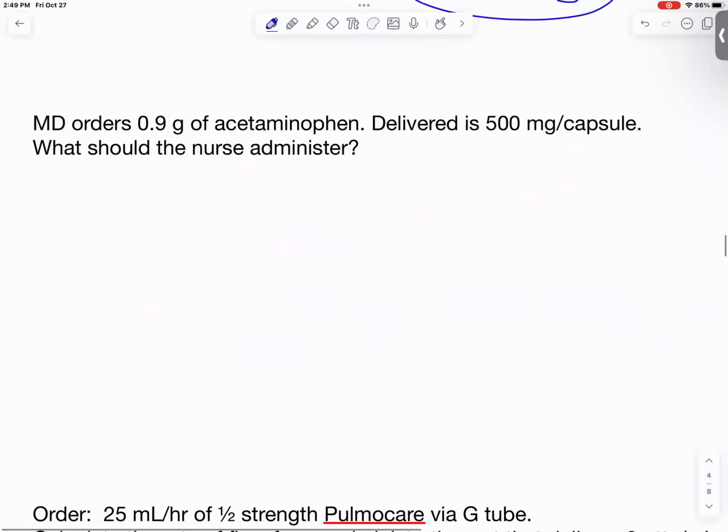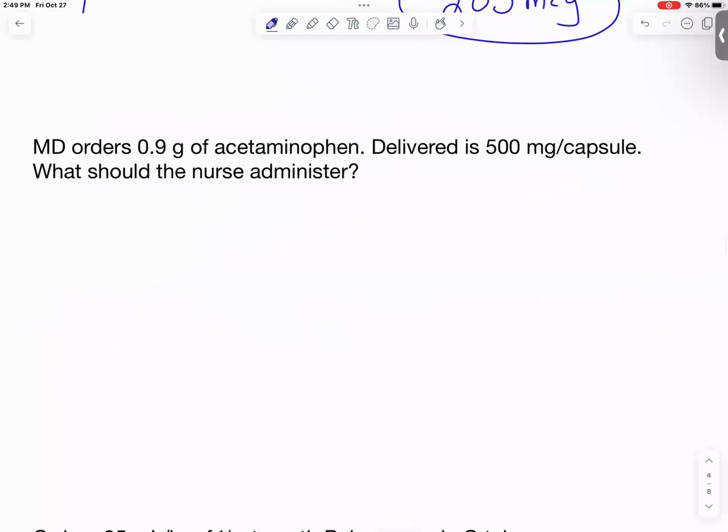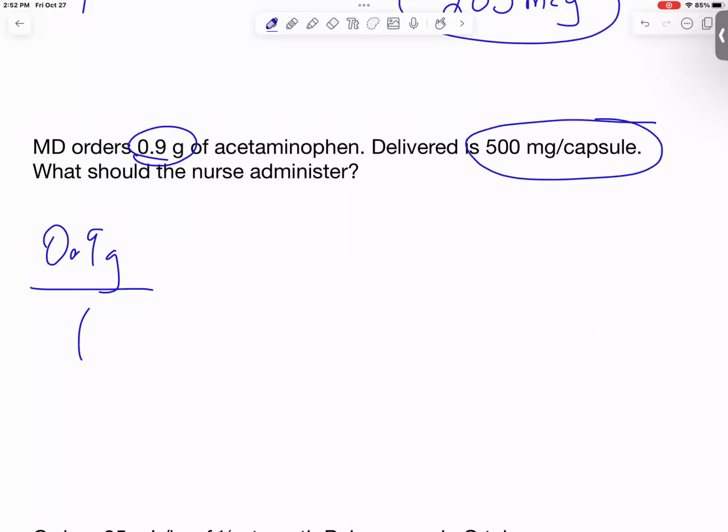Beautiful. All right, do this. That would help me. So let's do the solve for the video. So the doctor orders 0.9 grams of acetaminophen. All right, great. And it's available in 500 milligram capsules. So what should the nurse administer? Well, with this problem, it doesn't tell me exactly what my wanted is, but all that it's available is a capsule. That's what I would bring to the patient. So my solve for and my wanted is capsule.